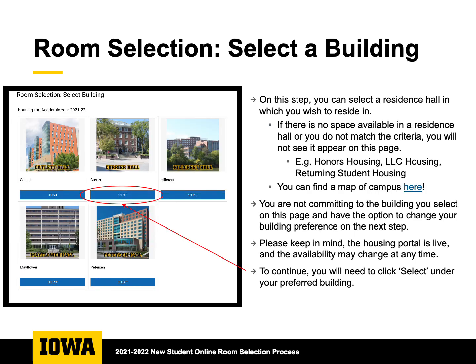On this page, you can select the residence hall you wish to reside in. If there is no space available in a particular residence hall, you will not see it appear on this page. However, the housing portal is live and availability may change at any time.